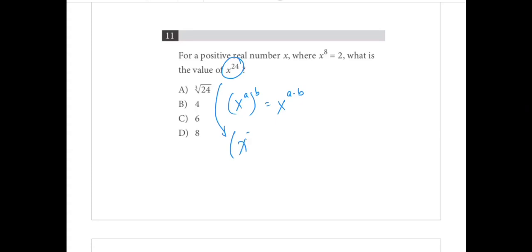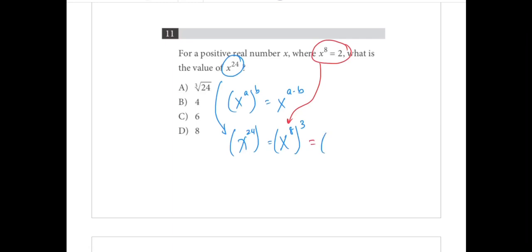So x to the 24th can be rewritten as x to the power of 8 to the power of 3, because 8 times 3 is 24. Now you might be asking, how did I get 8 and 3? There are other factors like 6 and 4, 2 and 12. Well, it's because the problem gives us a hint. It tells us that x to the 8th equals 2. So that's why I chose those two factors, x to the 8th to the power of 3.